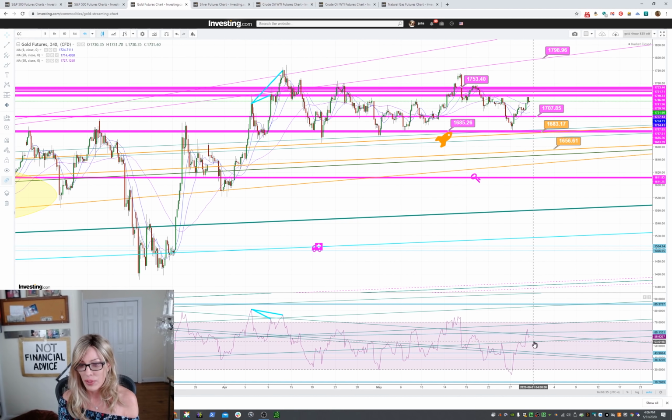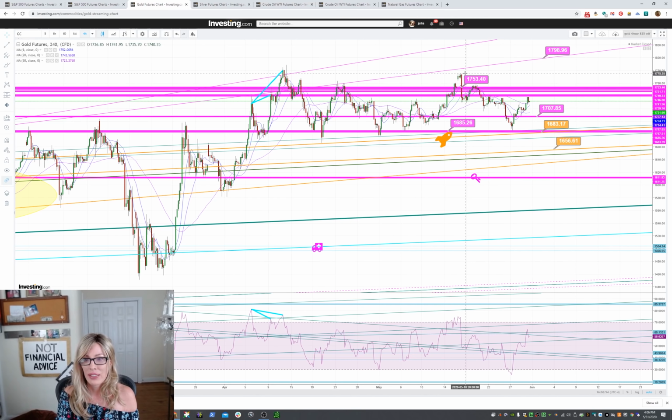I would love for it to hit 1707 and at the same time hit this support, or even just hit this RSI support and hit this MA at the same time. That'd be a good buy. But I'm not looking to trade it, because it's still not doing much.